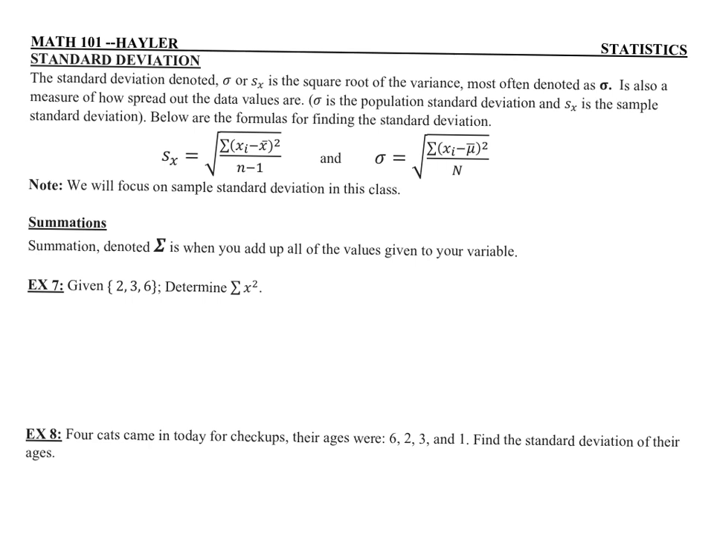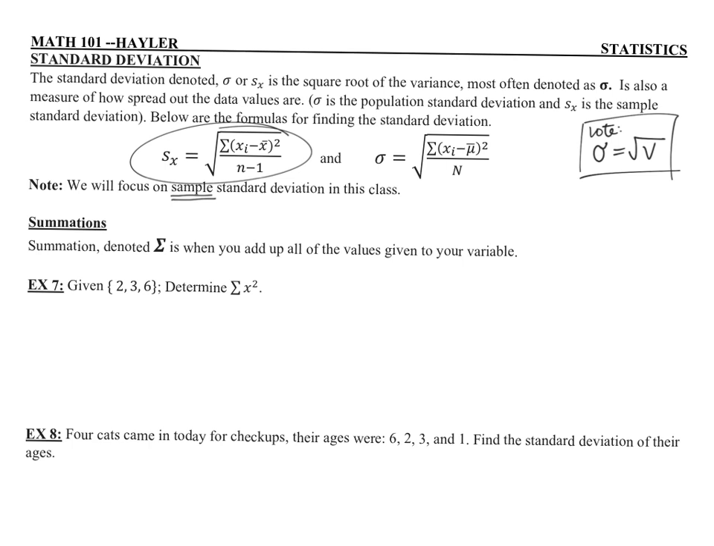And please note that the standard deviation is the square root of variance, which is what we were just looking at. So this formula here is how you find variance, and then taking the square root of it is how you'd find your standard deviation. But most of the time we just focus on standard deviation. And in this class we're pretty much going to focus on sample standard deviation, so we'll be using this formula most of the time. Before we get into that, we need to look at what summations are.